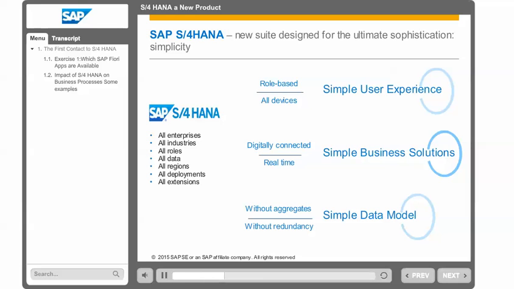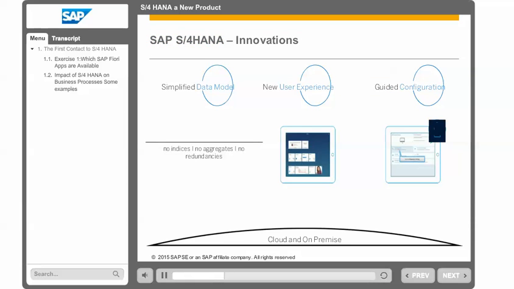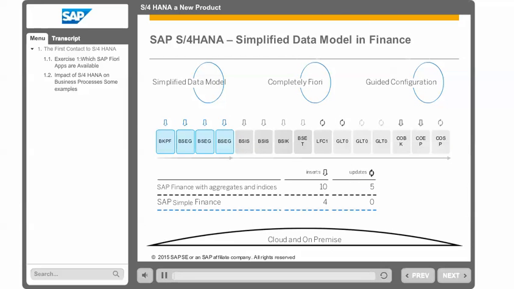Simple is a common theme across all aspects of S4HANA. There are three areas that simple applies to: simple user experience, simple business solutions, and also simple data model. Let's look in a little bit of detail at these three areas. First of all, what do we mean by a simplified data model?